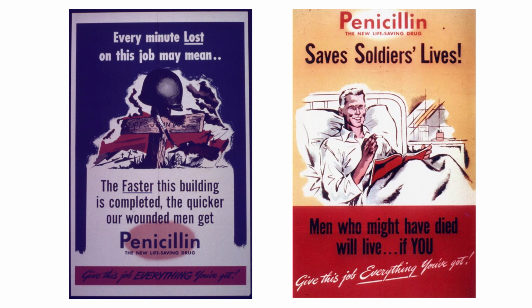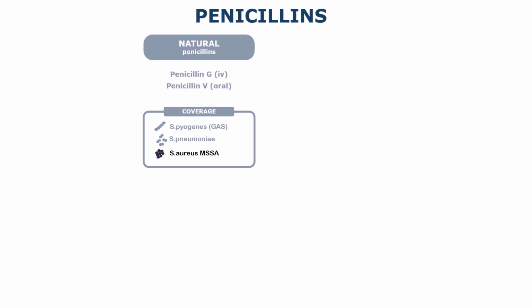But, of course, it didn't take long before the first problems started to appear. Almost immediately, bacteria started to develop resistance, and within a couple of decades, the majority of strains of Staphylococcus aureus were already resistant to penicillin. Their resistance mechanism was based on the production of penicillinases, enzymes that could deactivate penicillin.